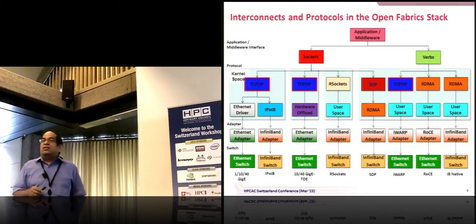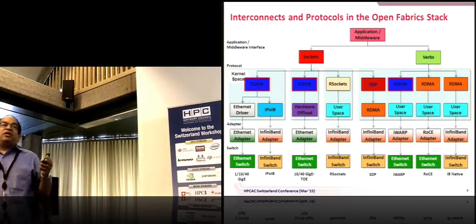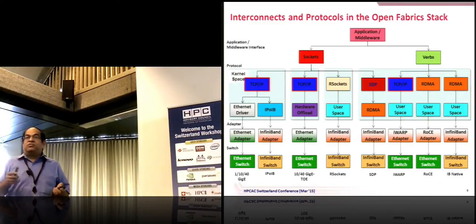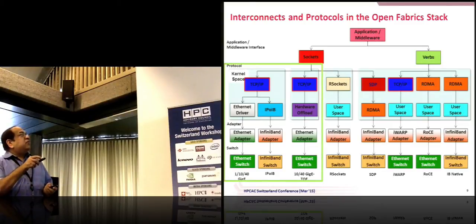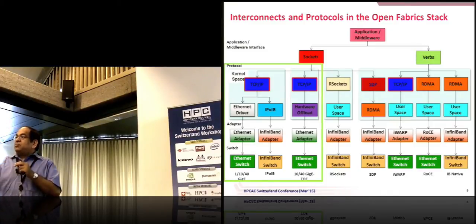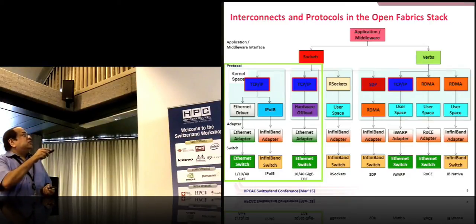This is a dense chart, but it shows all the different protocols which are available in the OpenFabrics consortium, for those of you who are familiar. At the top level, we have an application or middleware. When I say application or middleware, MPI is a middleware, HDFS is a middleware, Hadoop is a middleware. They can either go through the sockets, and then you have all these choices, 1, 10, 40 gig, or even in InfiniBand you have IP over IB, or the 10, 40 gig with TOE.